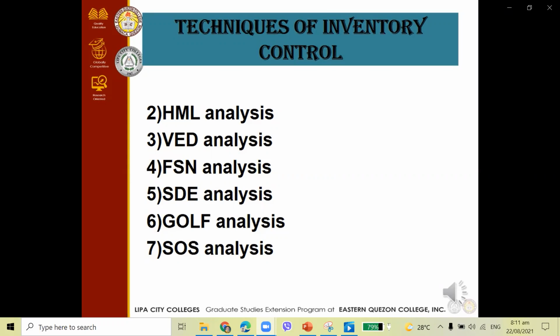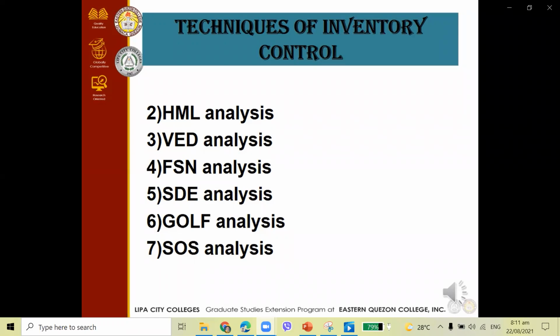Number 4 is the FSN analysis. In this analysis, the classification of existing inventory is based on consumption of the items. They are classified as fast-moving, slow-moving, and non-moving items.